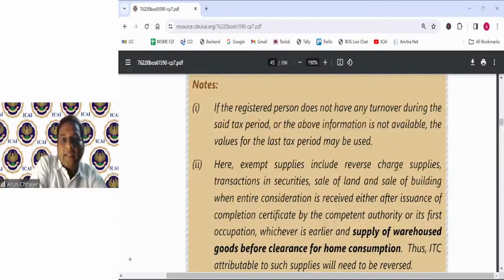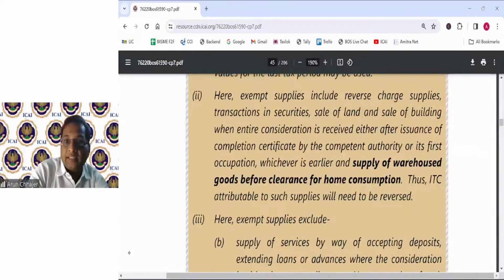If the registered person does not, yeah, that we have completed, correct? Sorry. Now, I hope it is clear now.